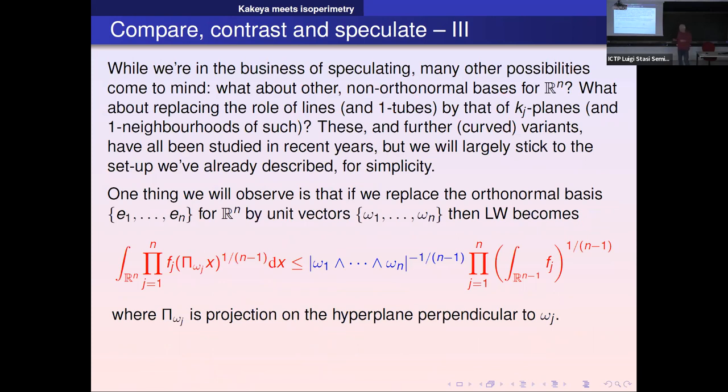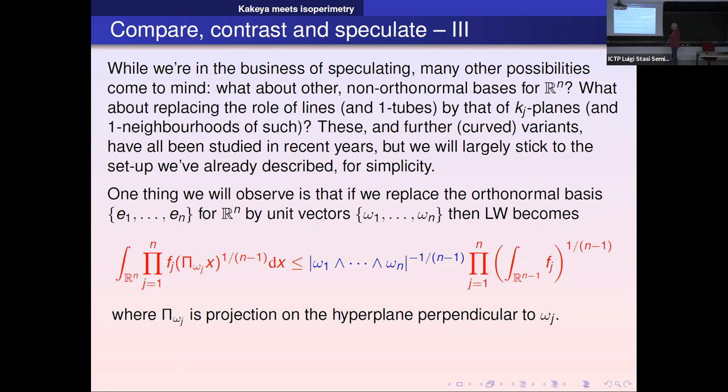One thing I do want to say is that there's nothing particularly special about the standard orthonormal basis. We can take any linearly independent set of unit vectors, and something similar will be true for the Loomis-Whitney inequality. So the Loomis-Whitney inequality becomes this. If you project onto the hyperplane perpendicular to unit vector omega_j rather than the j-th standard basis vector, you have to pay with some determinant factor. So omega_1 wedge ... wedge omega_n is just the volume of the parallelepiped whose sides are omega_1, omega_2, omega_3, and so on. When it's a standard basis, that number is just 1. And when it's not, it's smaller than 1. Okay, so that's the version of the Loomis-Whitney inequality.